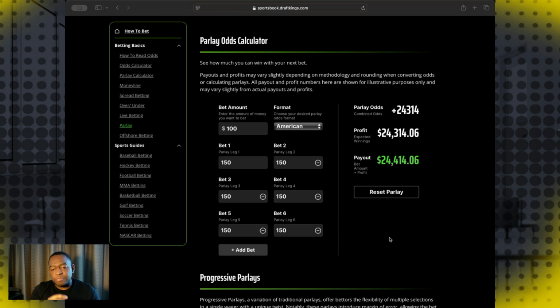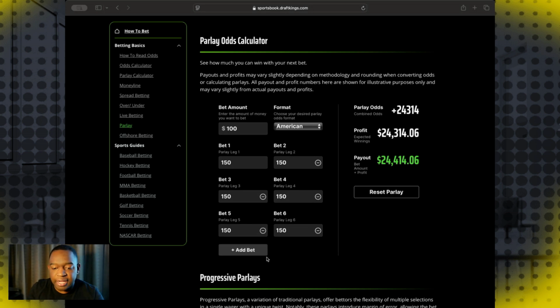Now, what if I told you this math here is deceiving? What if I told you the true way in which you calculate a parlay is actually different? All right? It's absolutely different. Because these don't show your actual odds of winning. These show you your multiplier for your payout. Your multiplier for your payout is 24,314. That is not your actual odds of winning.